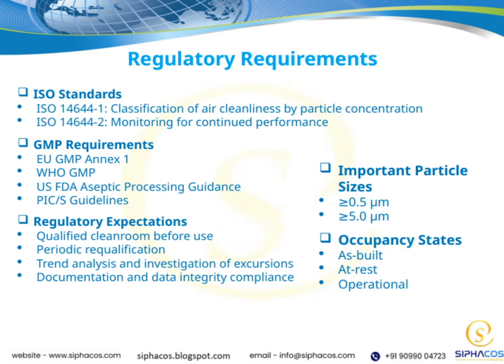In addition to ISO, there are good manufacturing practice, or GMP, requirements. The EU GMP Annex 1, WHO GMP Guidelines, US FDA Aseptic Processing Guidance, and PIC/S guidelines all set out best practices for aseptic environments. They help ensure product safety and quality across different regulatory regions.